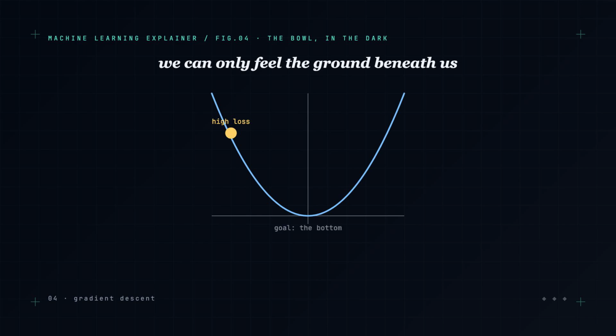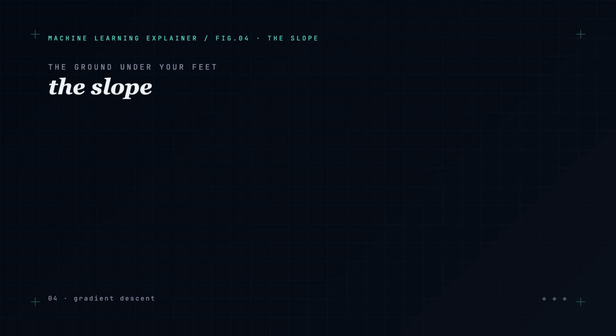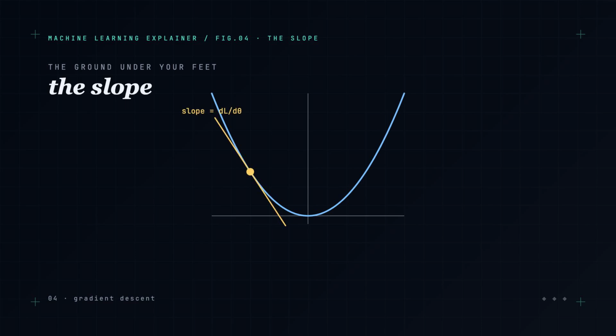The catch, the network can't see the whole bowl. It's standing at one point in the dark. All it can feel is the ground right under its feet. And the ground right under its feet is exactly the slope. At any single point on the curve, there's a steepness, how sharply the loss is rising or falling if you nudge the weight. That slope is something we can compute directly with calculus. It's the derivative of the loss, and remarkably, that one local number is enough to know which way to step.